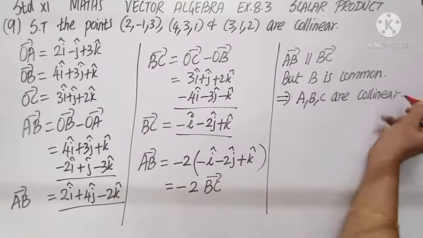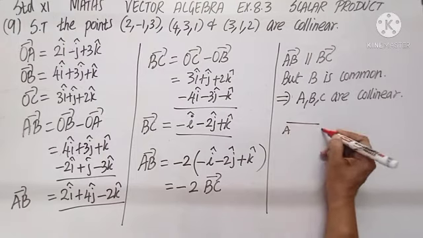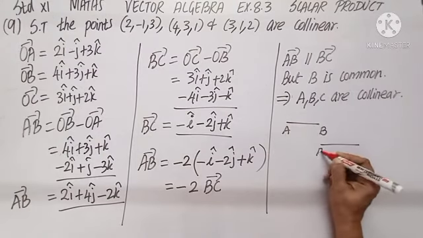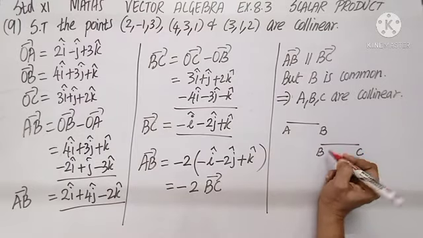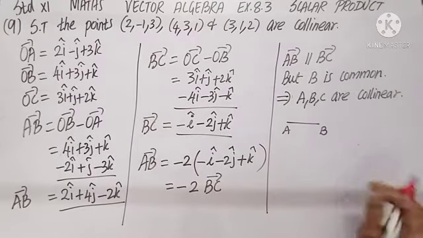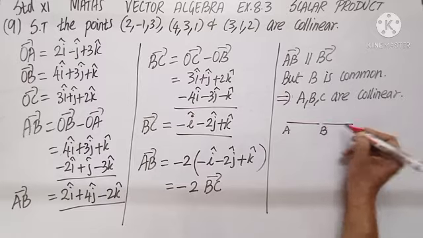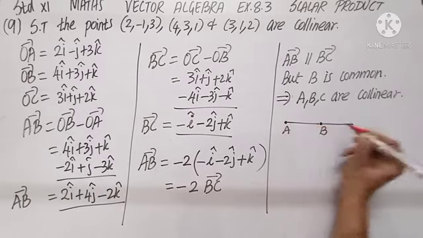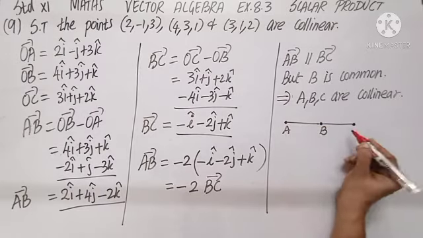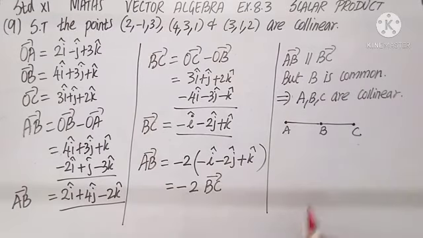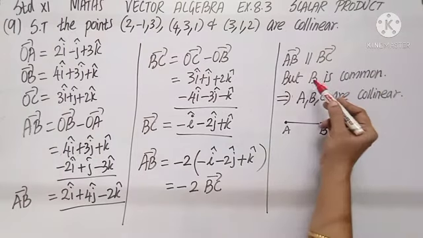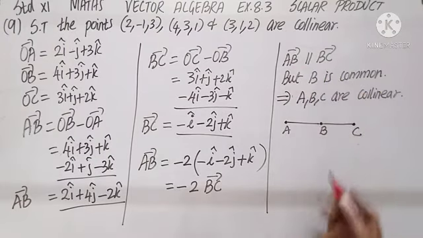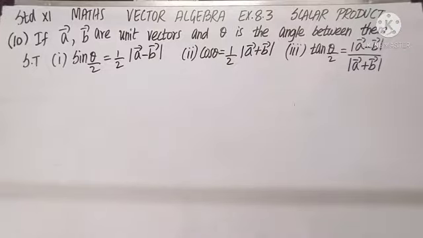Remember, I cannot have AB like this and BC like this. Because it is the same point, it naturally claims the line to be like this. So A, B, C need to be collinear for the condition AB parallel to BC and B being common for both the vectors. Question number 10.